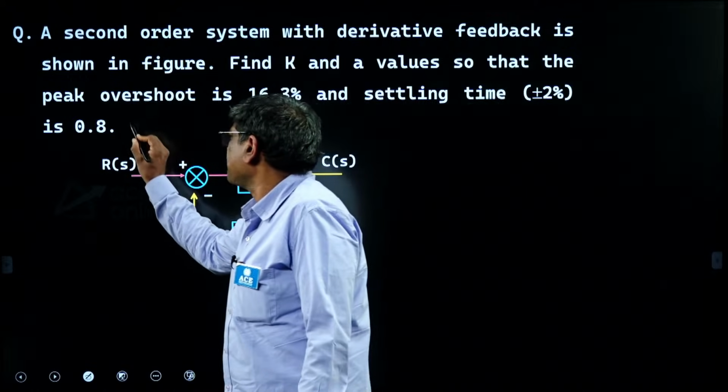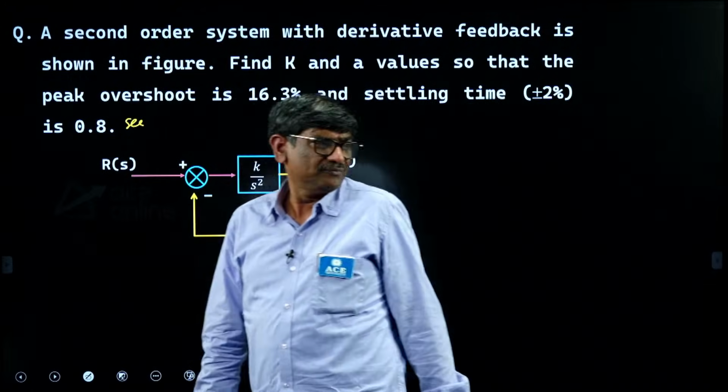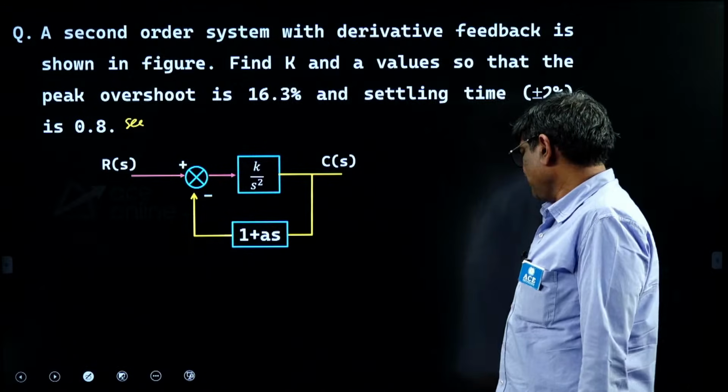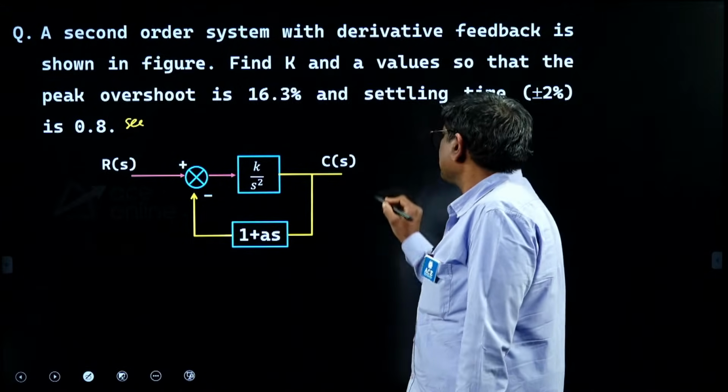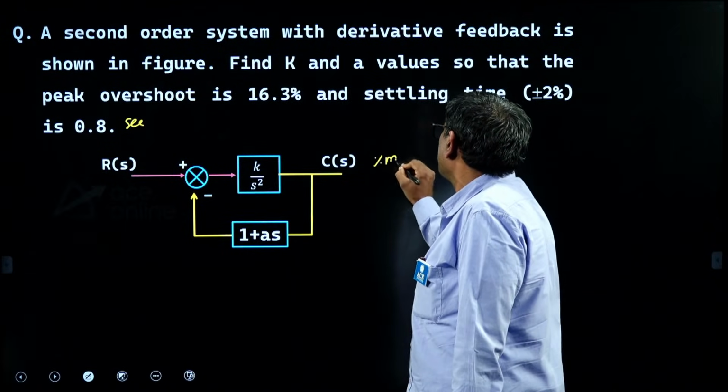0.8 seconds. Come on, tell man. Do it. Do it. Come on, do it. So first MP given. Percentage of MP how much given?